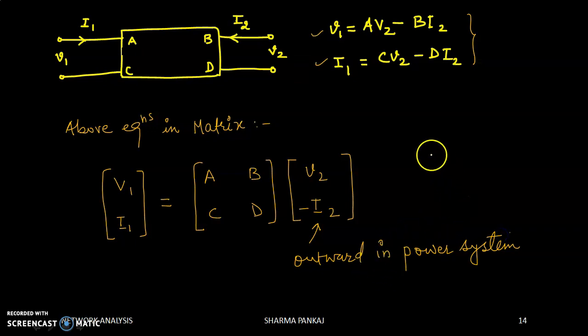Okay. I'm going to repeat it once again. If it is inward, if I2 is inward, it will be simply I2. And if it is outward, as the actual power system demands, it will be minus I2. It is so simple.